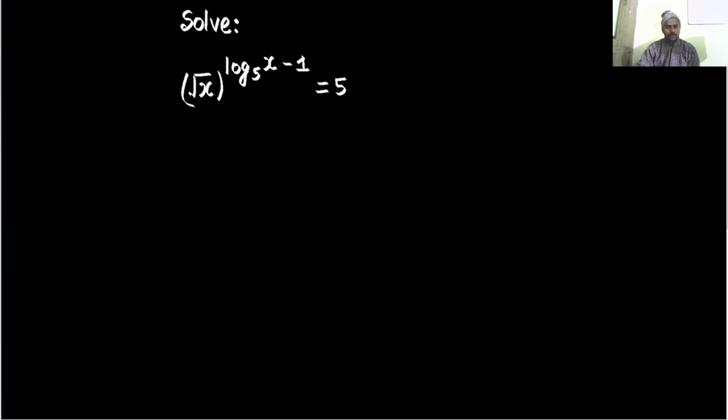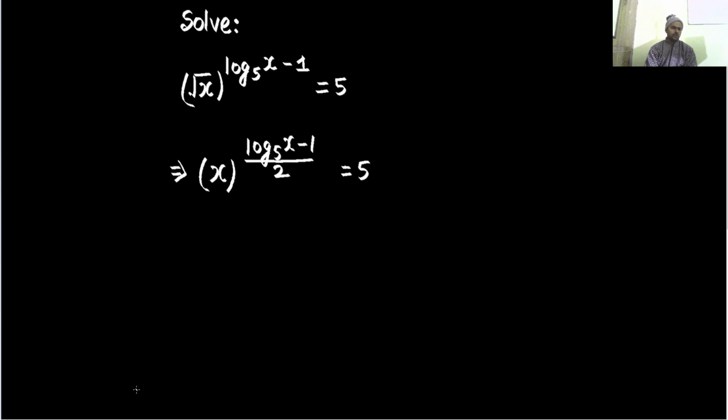Let's solve this log equation. So we have root x power (log x base 5 minus 1) equals 5. So first step, we have to simplify it anyway. Root x we can write as x power half. So this can be written now as x power (log x base 5 minus 1), and that half if you multiply with this, can be written something like this, equals 5.